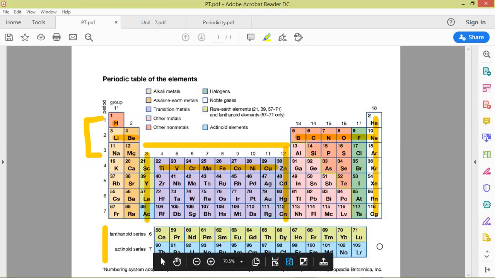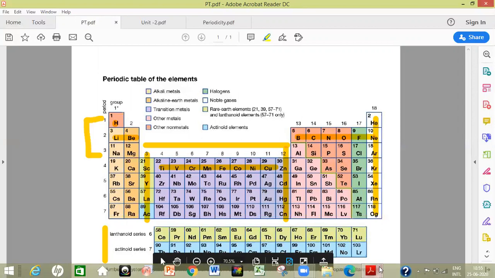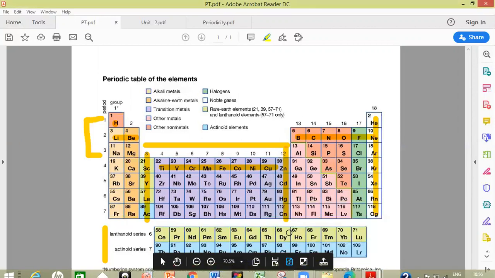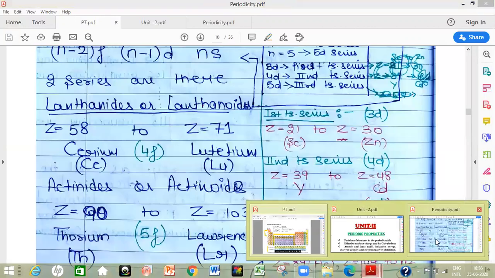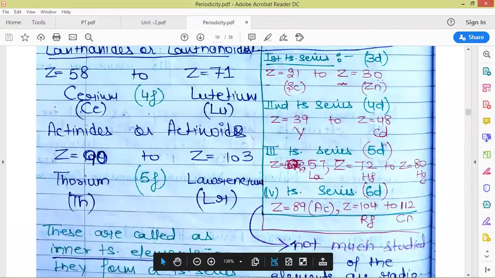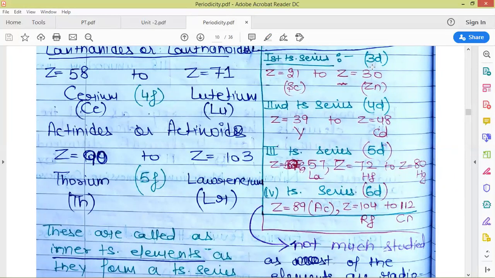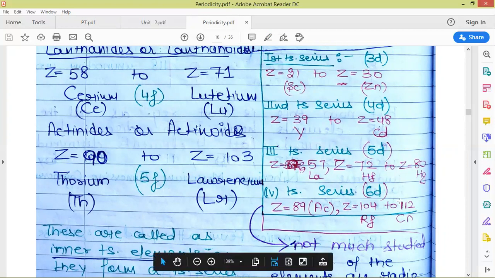These have atomic numbers from thorium to lawrencium. This 6d series has atomic numbers from 89. There is a gap. Then from 104 to 112. So these are the elements which are part of all the d block elements, these are all the series where d subshells are filled, that is the 3d series, 4d series, 5d series and 6d series.